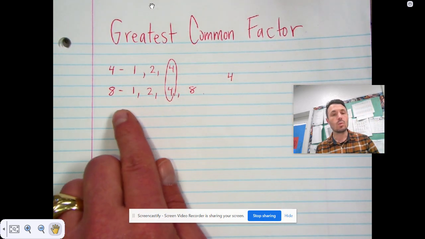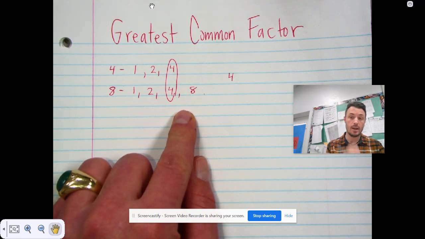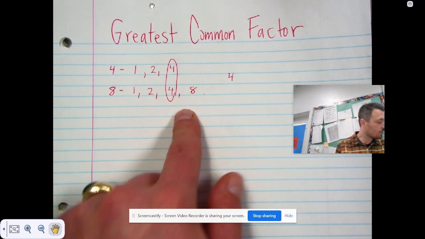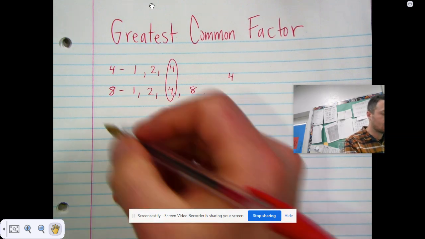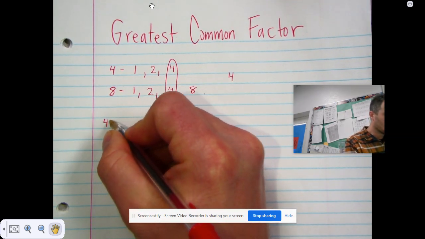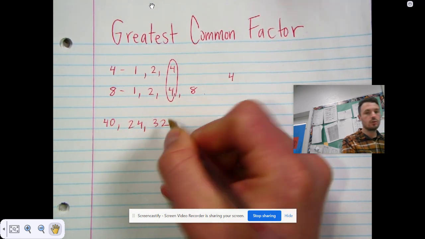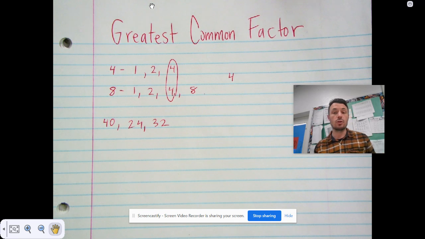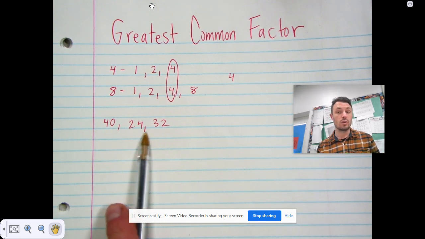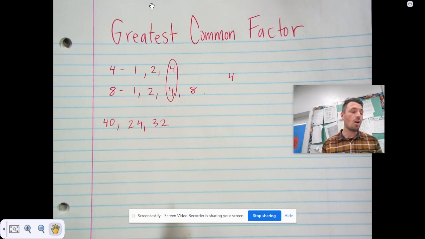Now, that's one way of finding the greatest common factor, but it's not the easiest way. Because what if you had to find the greatest common factor for the numbers 40, 24, and 32? What if you had to find the greatest common factor for more than two numbers? There's 3 in this list, and they're kind of big numbers. You wouldn't want to have to list all the factors for all 3 of these numbers.